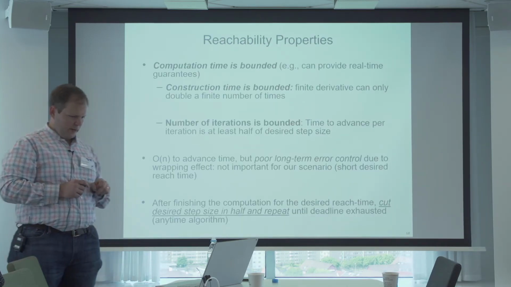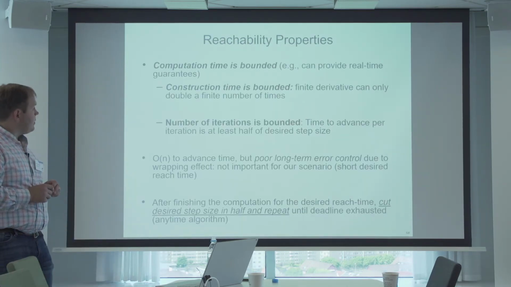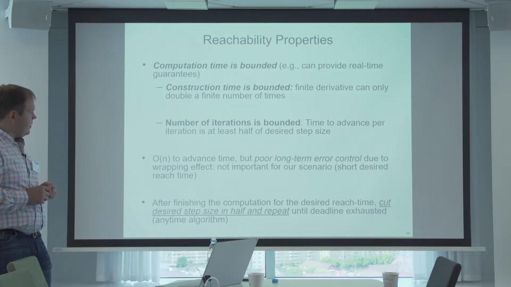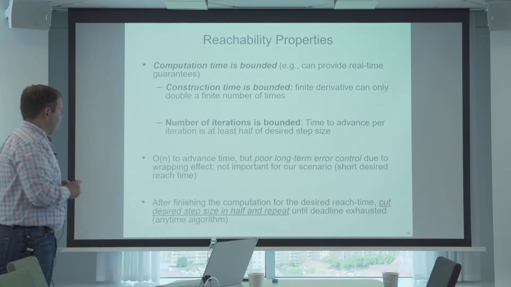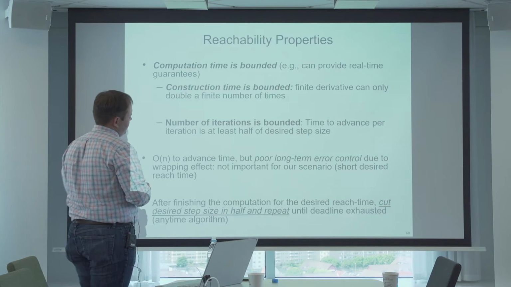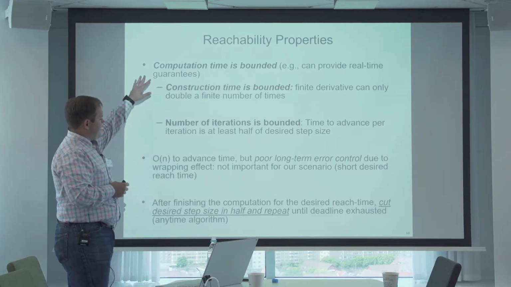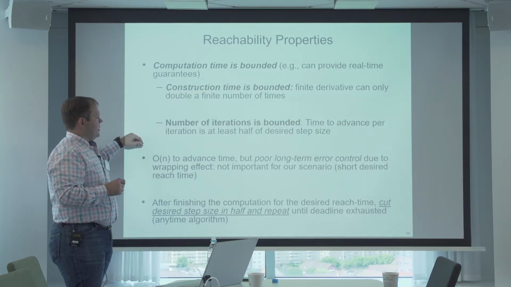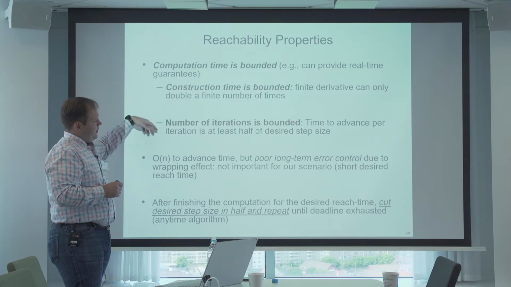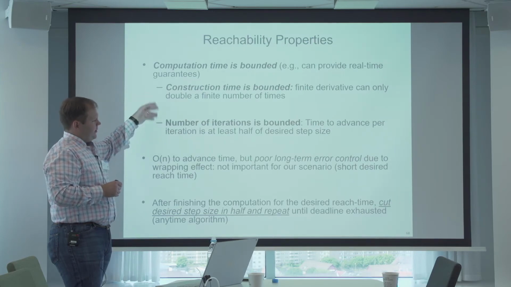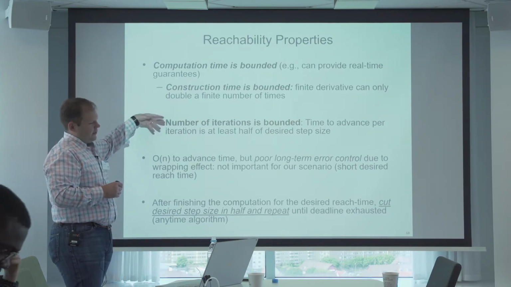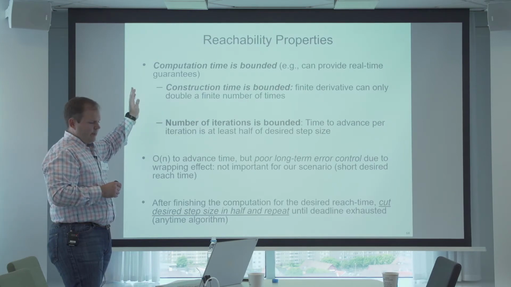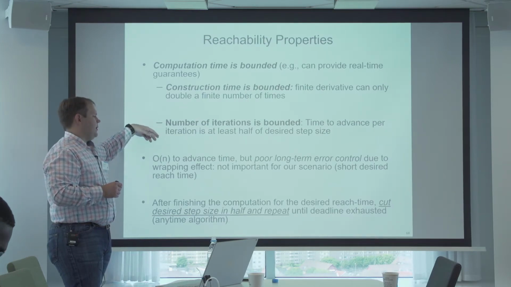So that's the basic idea behind the reachability algorithm. Then there are a few properties of this. There are theorems in our papers, but basically, this allows us to provide real-time guarantees on the computation. So the construction time would be bounded. You can establish this doubling. The reasons we need to redo the computation can only happen a finite number of times. The number of iterations would be bounded.